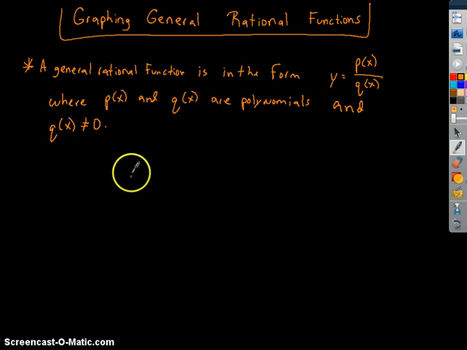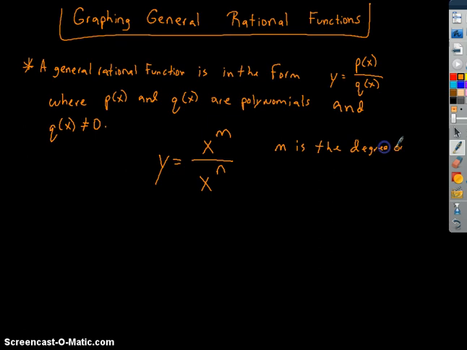For example, let's say we have y equals x raised to some power divided by x raised to some other power, where m is the degree of the top, n is the degree of the bottom. M is the degree of the numerator, and n is the degree of the denominator. So let's get this clear. Lots of different things can happen.